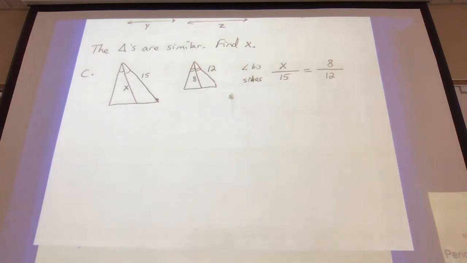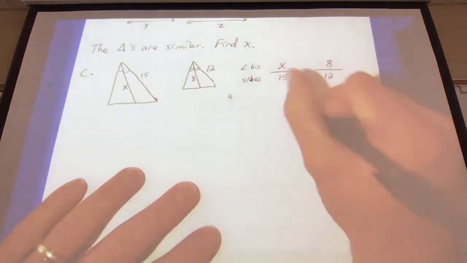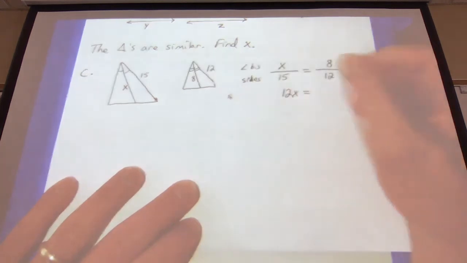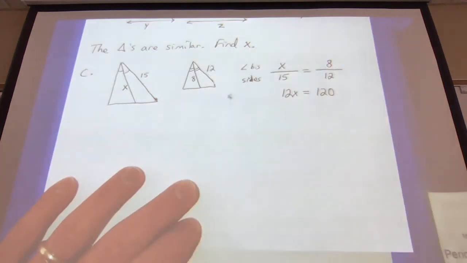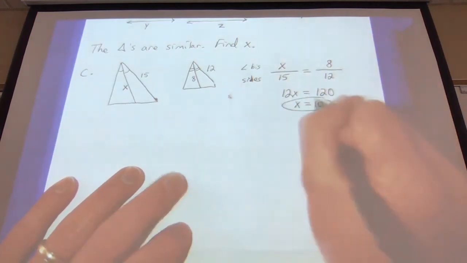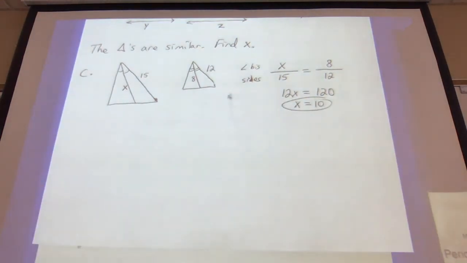Now, before I go any further, are there any questions on where I'm getting this proportion, or did I confuse anybody on that? Okay, once you're there, you cross multiply. X times 12 is 12x. 8 times 15 is 120. Divide by 12 there, x is going to be 10. There's one with angle bisectors.